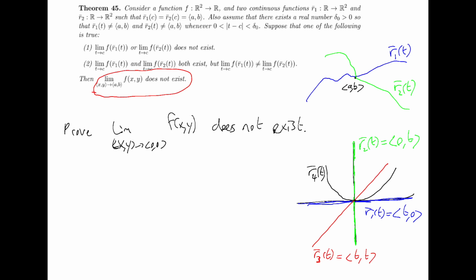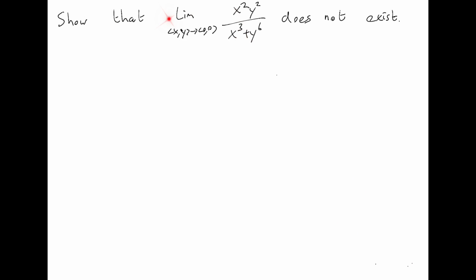Okay, so what I would like you to do is now to use these techniques that I just sketched and to do this exercise. So show that the limit for (x, y) to the origin of this function x squared y squared over x to the third plus y to the sixth does not exist. So please try it using the paths that I suggested in the previous slide.